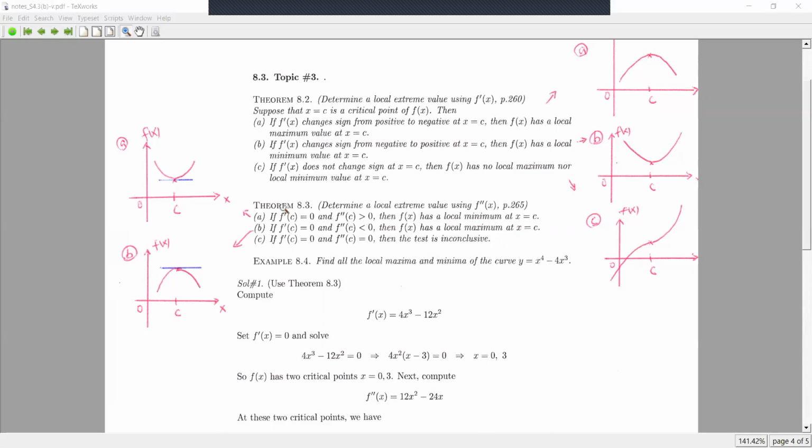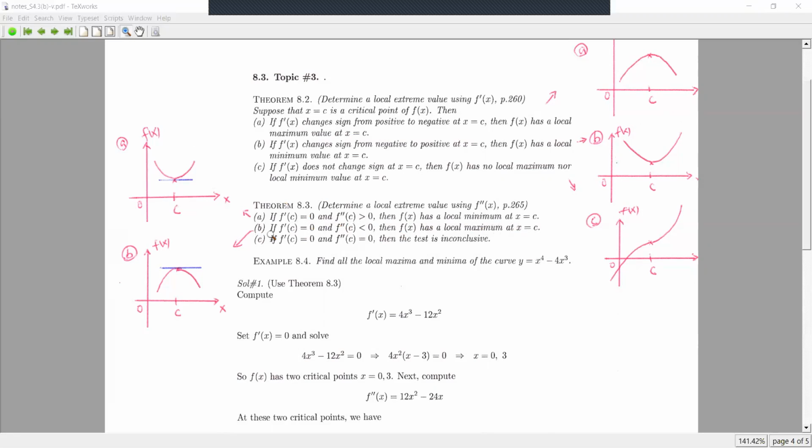So these two conditions say that at the point C, the tangent line is horizontal, and at the point C, the curve is concave up. Second derivative greater than 0 at the point C. So at the point C, the graph of f is concave up. Therefore, function f has a local minimum value at the point C in this case.